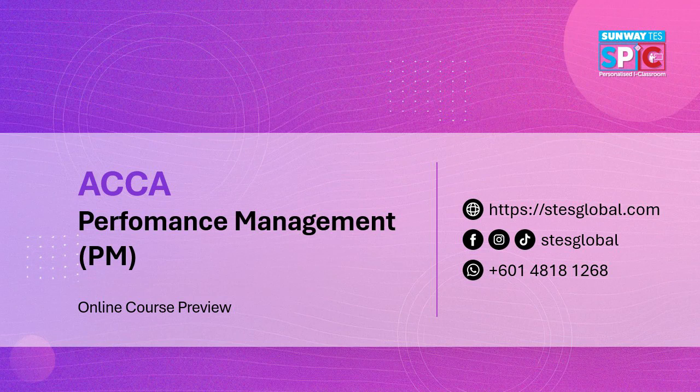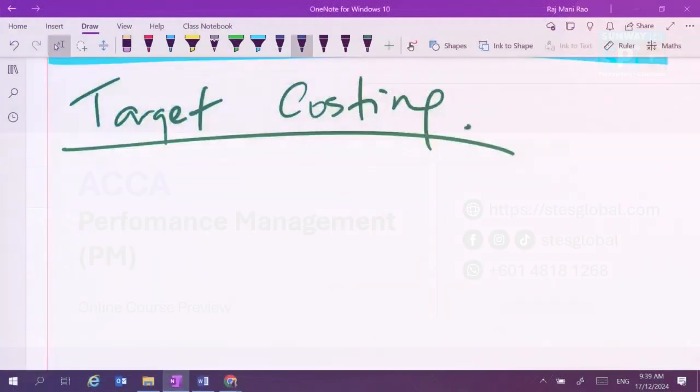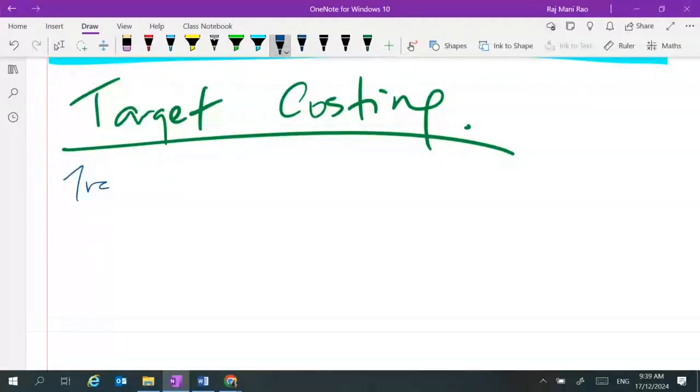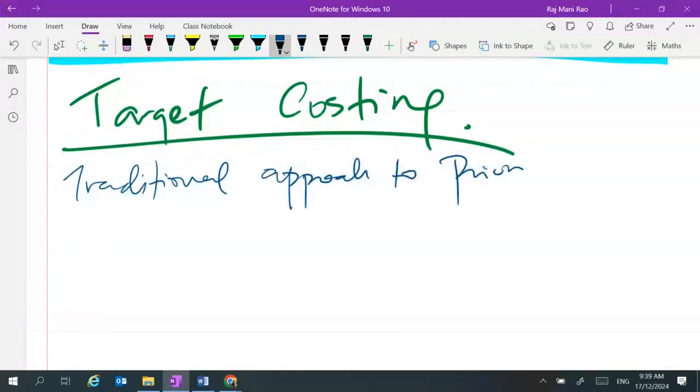So let's look at target costing. Traditional approach. What's the traditional approach to pricing? How do you set pricing? Do you remember now? Traditional approach to pricing is based on what? How normally you set a price to a product?